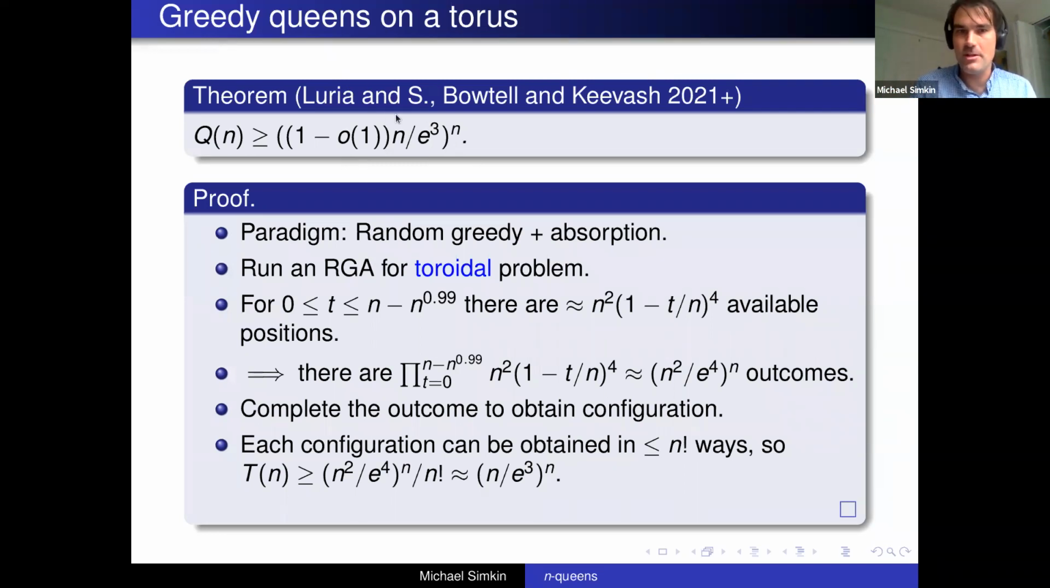So this is due to myself and Luria. This is a paper that was posted last May. The work of Bowtell and Keevash on the toroidal problem also just gives an independent proof of the same thing using their own methods.